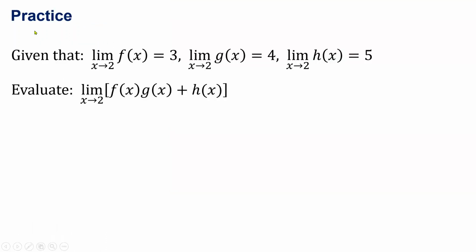Okay, so next, let's have a look at how we can use such properties to help us evaluate the limit of a given function. So now let's consider this practice here. Given that the limit of f(x) as x approaches 2 equals 3, the limit of g(x) as x approaches 2 equals 4, and the limit of h(x) as x approaches 2 is 5. Can you evaluate the limit of the product of f(x) times g(x), then plus h(x), as x approaches 2? I'll give you 5 minutes to think about the question here, okay?